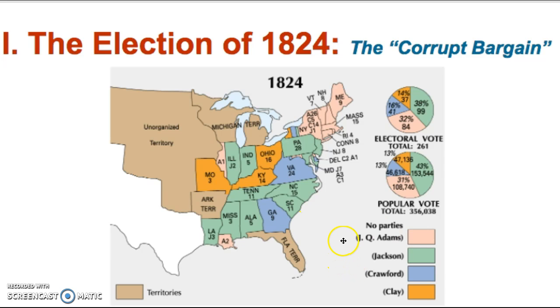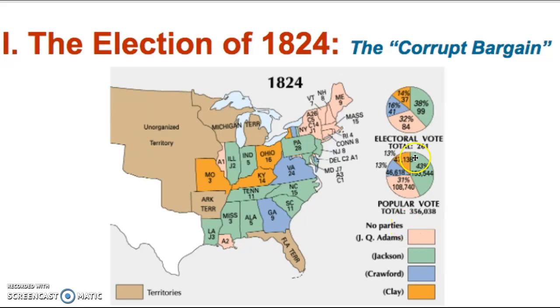There are four candidates. You have John Quincy Adams, Andrew Jackson, William Crawford, and Henry Clay. All four are going to be the Democratic Republican Party. Remember, there's no other party system. The Federalist Party has died out by this point. And because you have four candidates running with one party, there's going to be a lot of split votes. Like, you're not seeing one candidate hold an entire region, with the exception right here of New England, which is going to be held by John Quincy Adams.